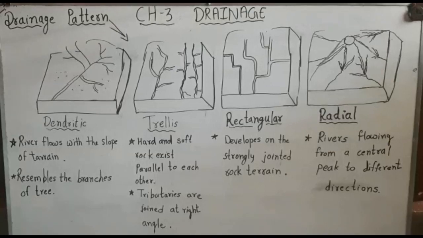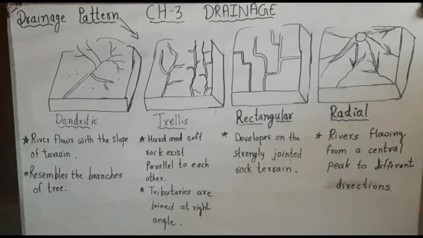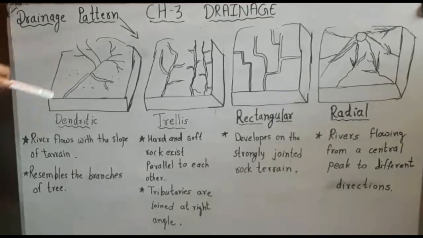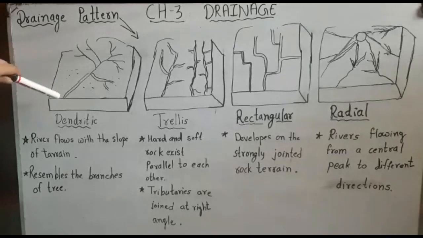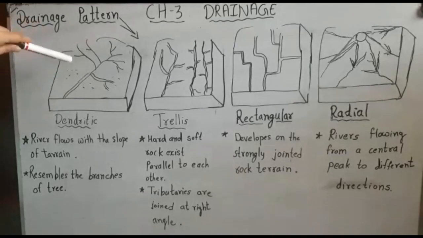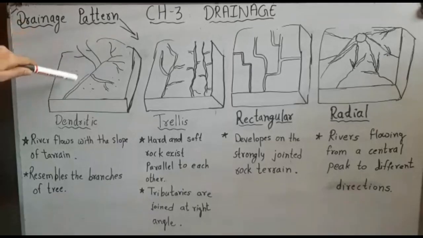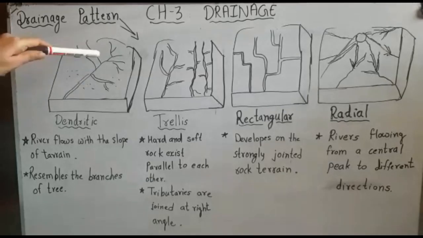Why is this called dendritic? Because here are some important features of that pattern below. The river flows with the slope of the terrain, meaning all things depend on the terrain. Terrain means the surface over which the river flows. So here this is a main river and it flows in a particular direction, and after that it takes a turn, meaning it forms a pattern of a tree, that is called dendritic pattern, because it divides into different branches.